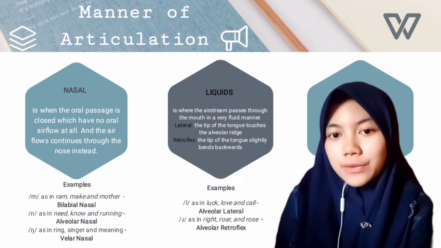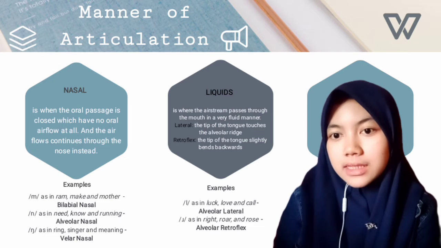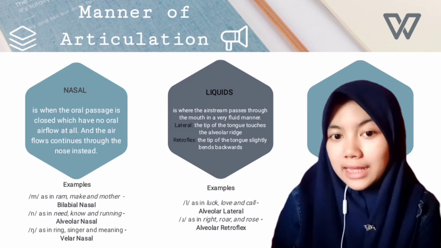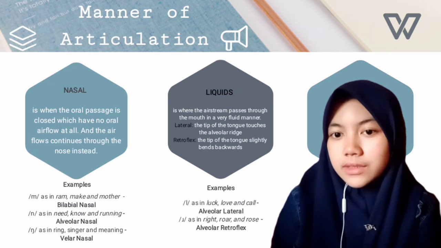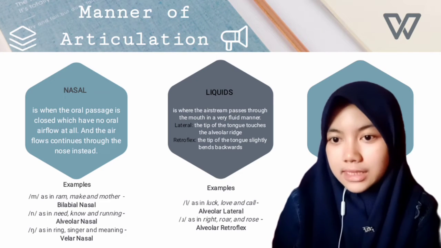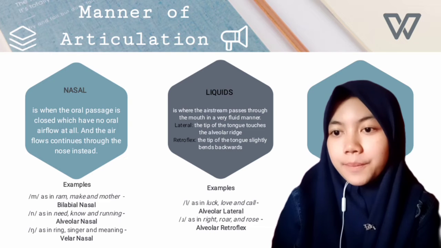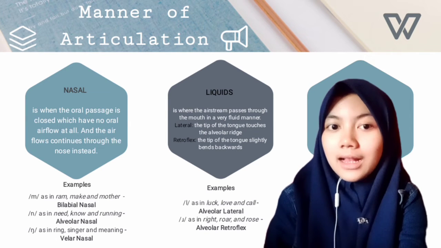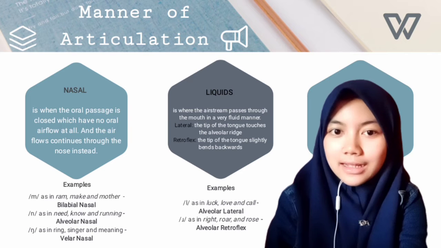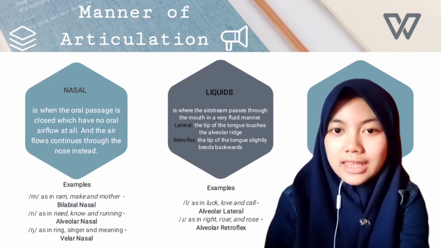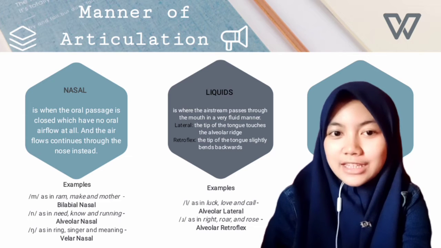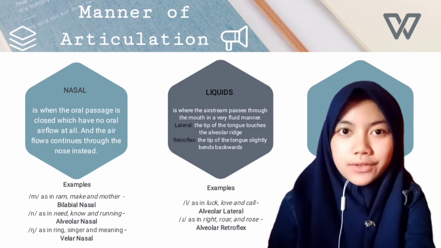5. Liquids is where the airstream passes through the mouth in a very fluid manner. Lateral: the tip of the tongue touches the alveolar ridge. Retroflex: the tip of the tongue slightly bends backwards. For example, l as in luck, love, and call, and this is alveolar lateral. r as in right, roar, and rose, and this is alveolar retroflex.